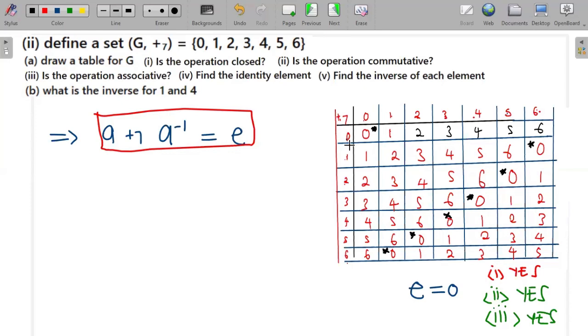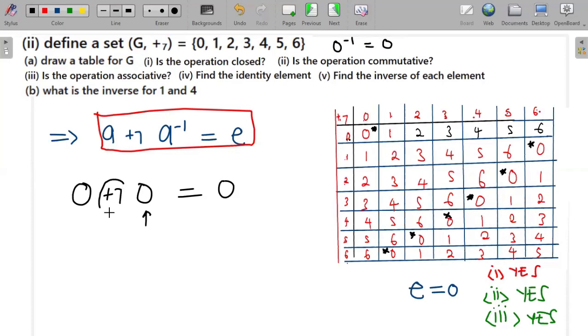So we start with the element 0. Okay, we start with the inverse of 0. So 0 modulo 7, 0, it gives me 0. So simply meaning that the inverse of 0 is 0. So I'm going to write it somewhere here. So inverse of 0 is what? 0. Okay, because when I combine it with the modulo 7, I'm getting 0.